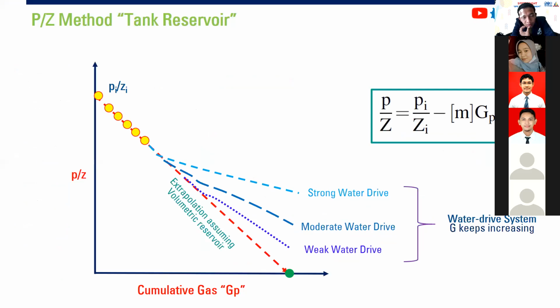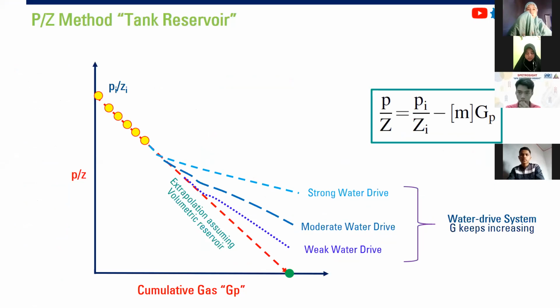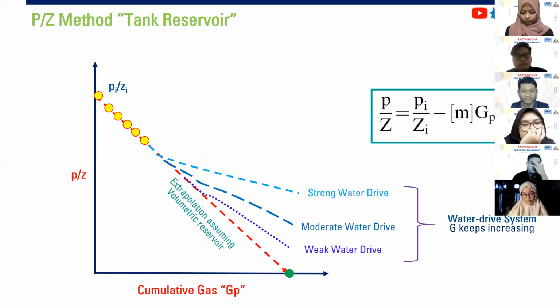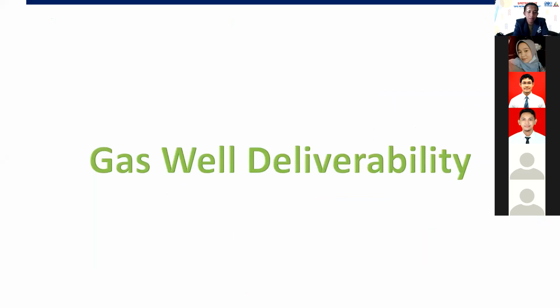We need to make sure whether or not there is an aquifer, whether there is water influx, and we need to take a lot of data, especially pressure data. And then we do simulation. Actually, I want to show you the MBAL simulation, but maybe I can do that later on. I just need to complete this presentation first. So this is actually easy and interesting. You can construct P over Z analysis if you have sufficient data. So far, so good. And then we continue with gas well deliverability.